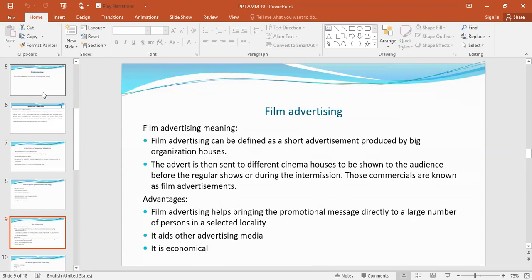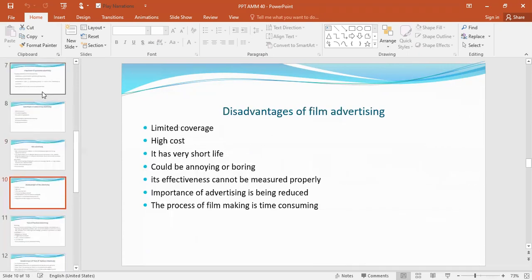Coming to the advantages of film advertising, first one, film advertising helps in bringing the promotional message directly to a large number of persons in a selected locality. Second, it aids other advertising media. Third is it is economical.